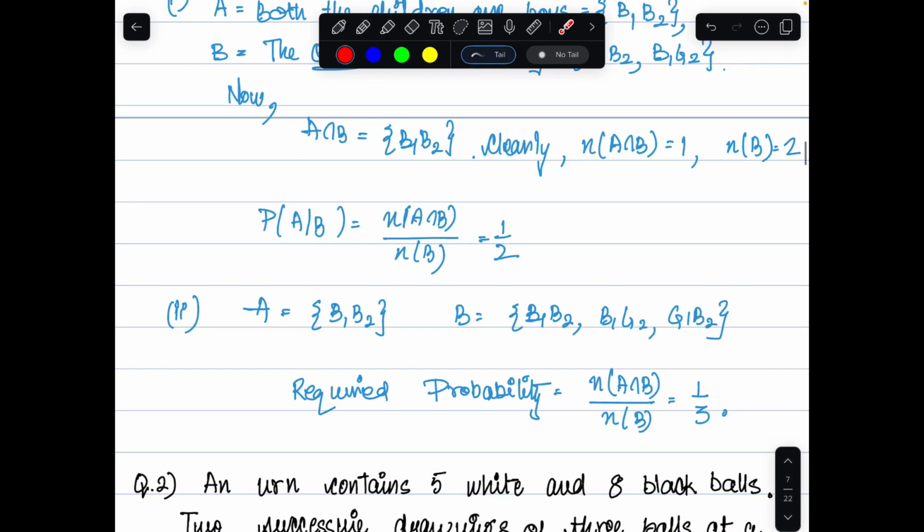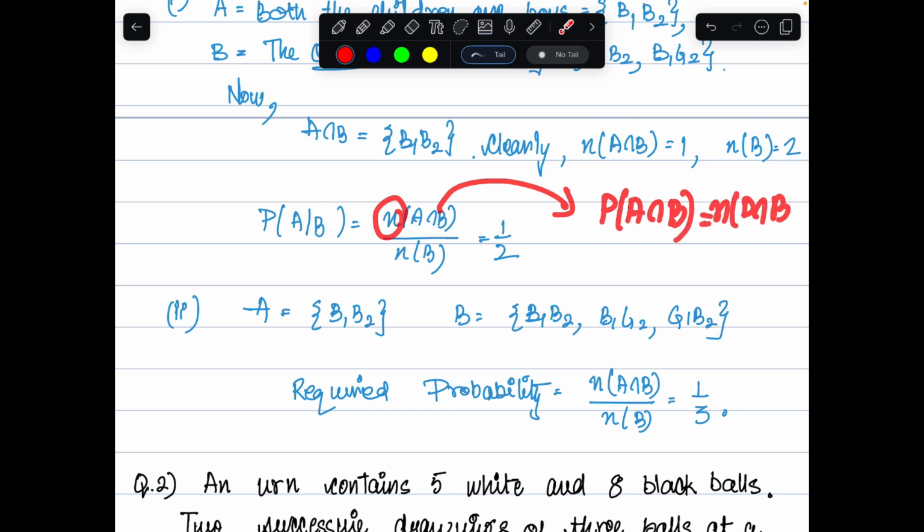So don't get confused about where n is coming from. It's simply P of A intersection B is n of A intersection B by n of the sample space. Same thing will happen here, n of B by n of S. So this thing eventually gets cancelled and you will be left with this by this. So I am directly writing it.